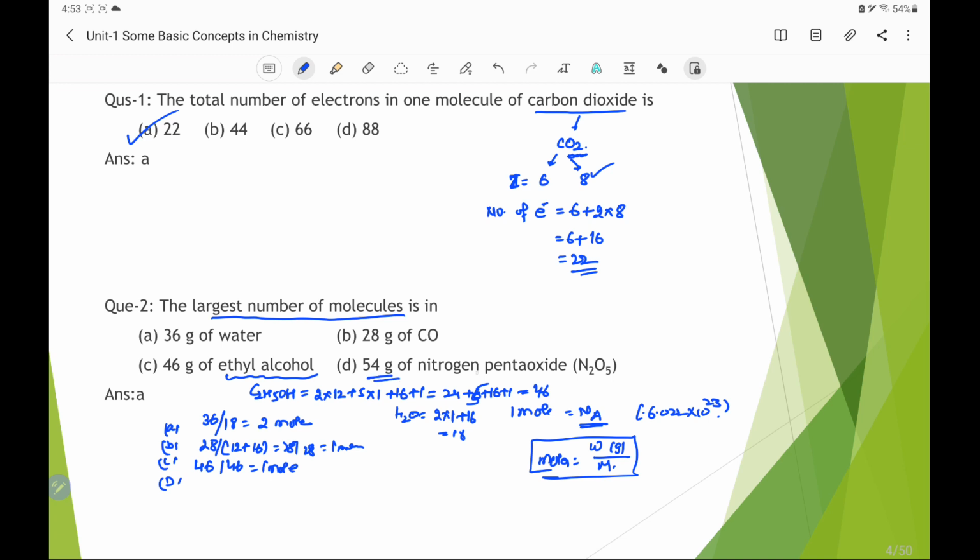And 54 gram of nitrogen pentoxide. So 54 gram is the weight divided by the molecular weight. The molecular weight will be 2 × 14, the weight of nitrogen atom, plus 5 × 16. So it will be 54 by 28 plus 80, so it is equal to 54 by 108, that is 1 by 2, or we can say it is 0.5. So in these four options, option A has the maximum number of moles, so it will contain the maximum number of molecules. So option A is the correct option.